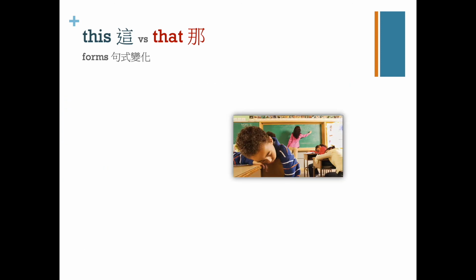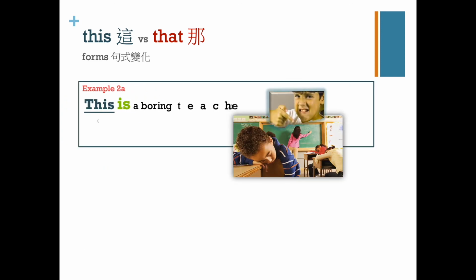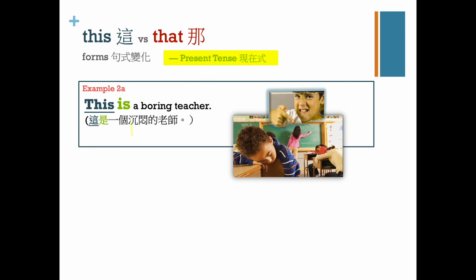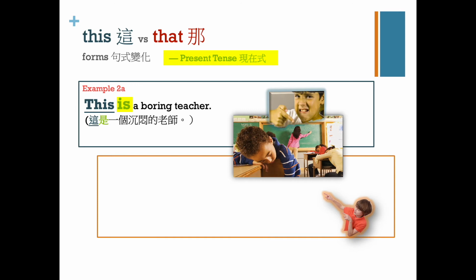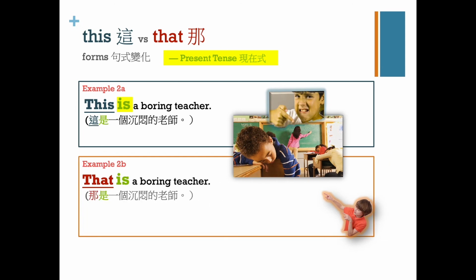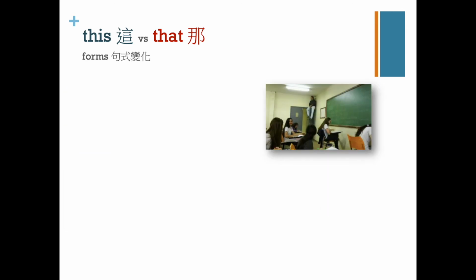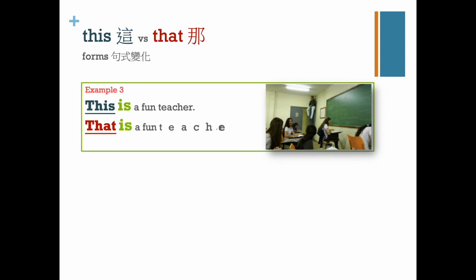Remember this teacher? This boy says, this is a boring teacher. He thinks it's a fact, so he used present tense, is, for the verb. The other boy, he says, that is a boring teacher. He also thinks it's a fact, so he used present tense, the verb is. If someone is near you, you use this. If someone is far away from you, you use that. How about this teacher? They think this is a fun teacher or that is a fun teacher. Present tense, you use is.